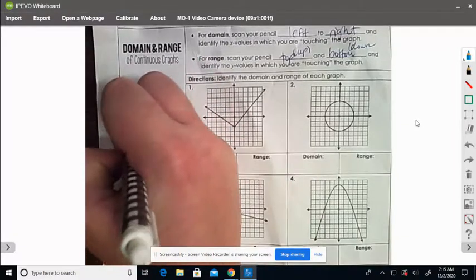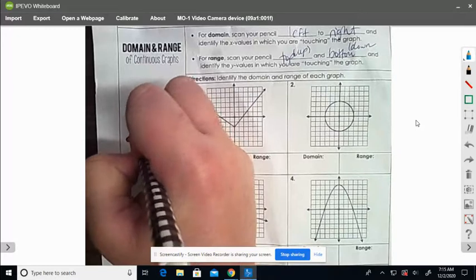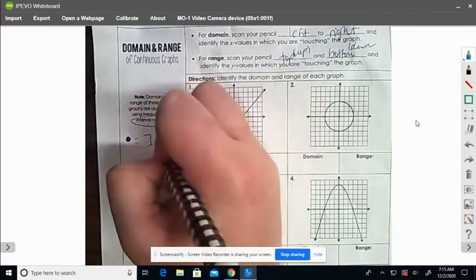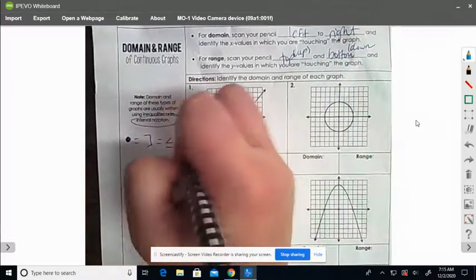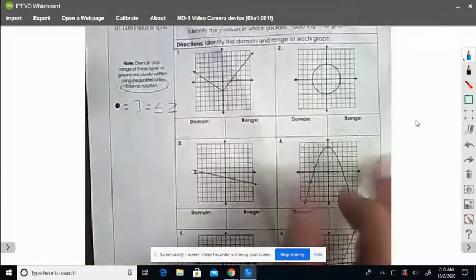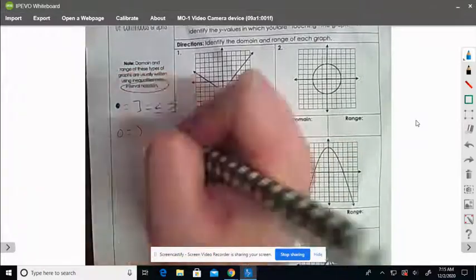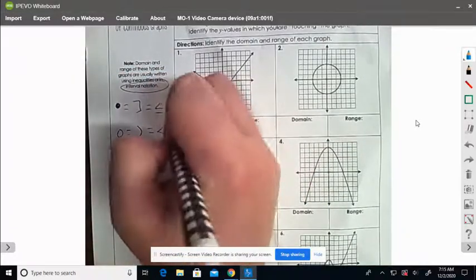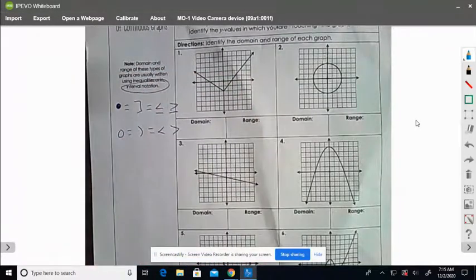Some things you should know about that: a closed circle. If we have a closed circle, we use a bracket. If we are doing inequalities, it would be when they're "or equal to," so when they have a line under them. If you have an open circle, we use a parenthesis.